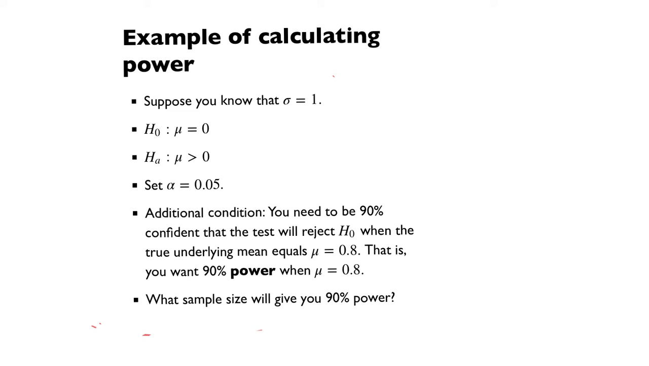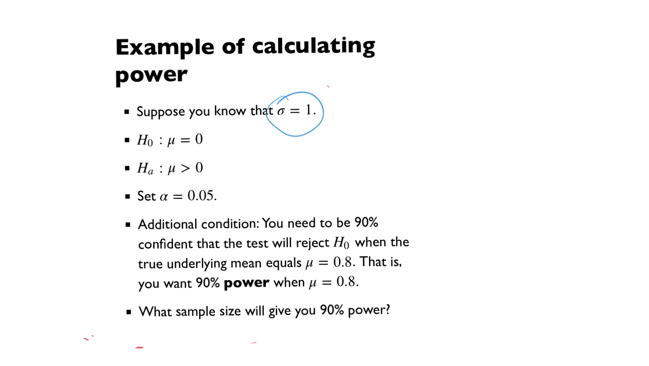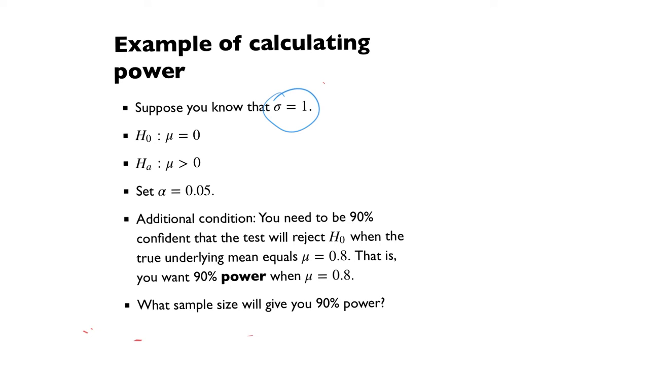Now we'll look at a specific example. So we'll assume that we know that the standard deviation of the random variable that we're taking the average for is 1. So, again, this means that sigma is equal to 1.